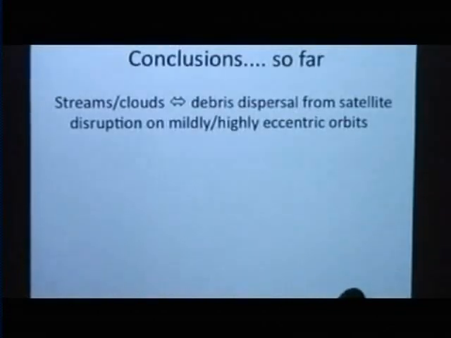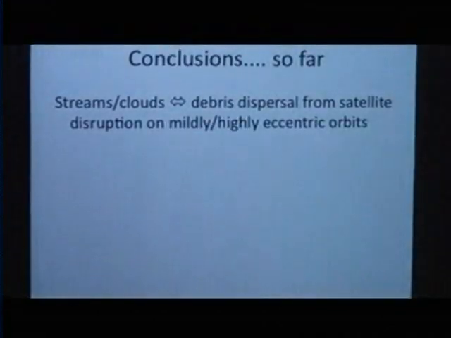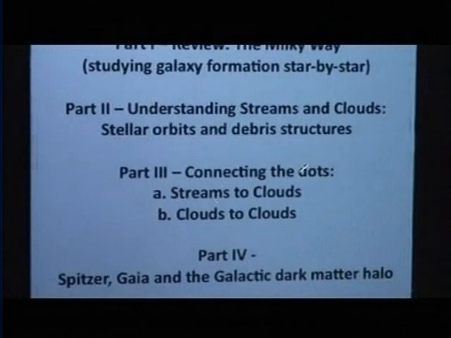All right, so conclusion so far, I'm just trying to tell you that the streams and clouds that we observe are just debris dispersal from satellite disruption. So they're the same type of object, but different orbits create different morphologies. So we're done with part 2.